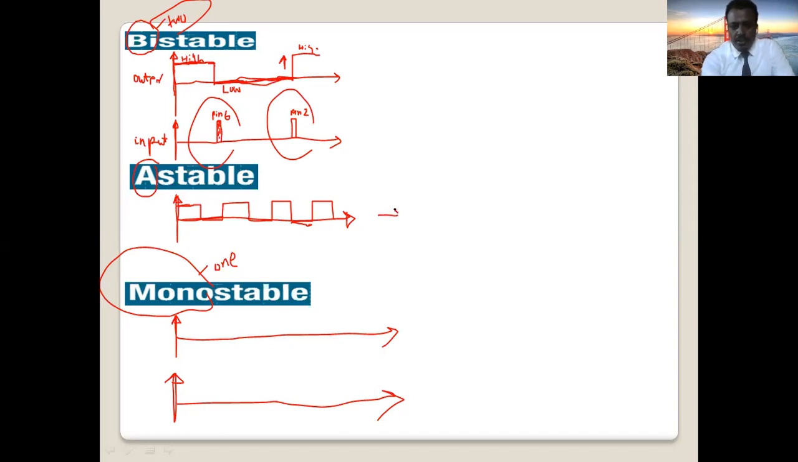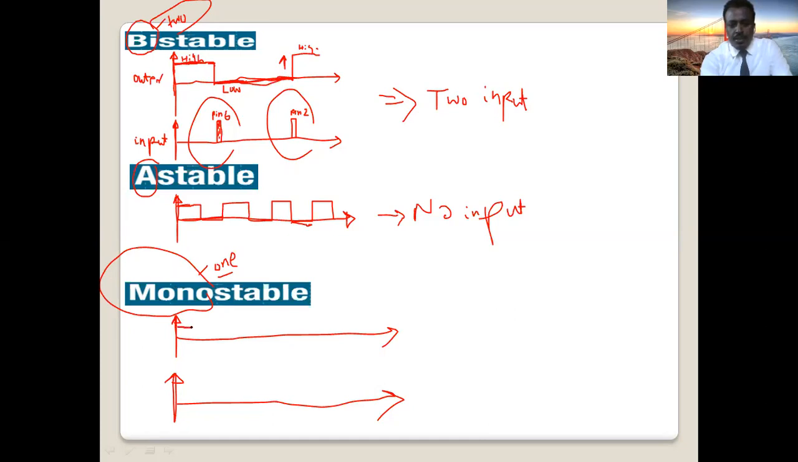In this case, no inputs is needed. Both high and low changes by itself. For bistable, we need how many inputs? 2 inputs. Right? 2 inputs at pin number 2 and at pin number 6. To change high to low, again low to high, we need another input. In monostable case, mono means 1.